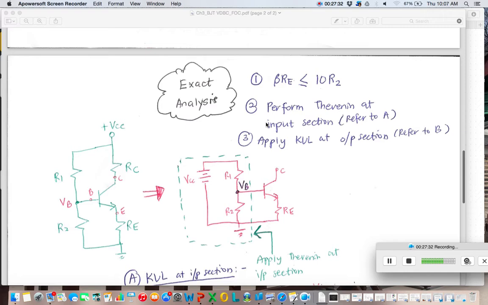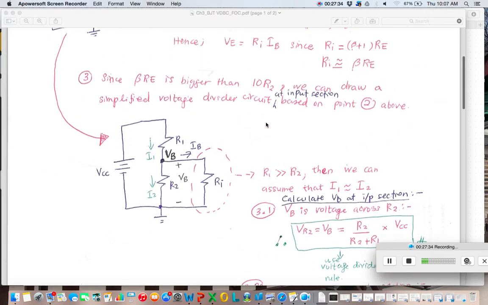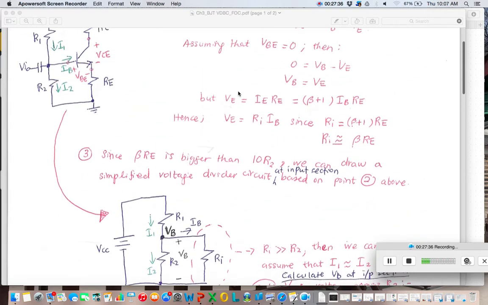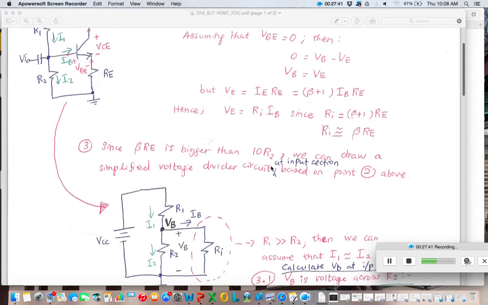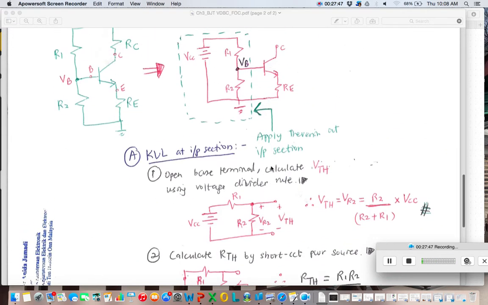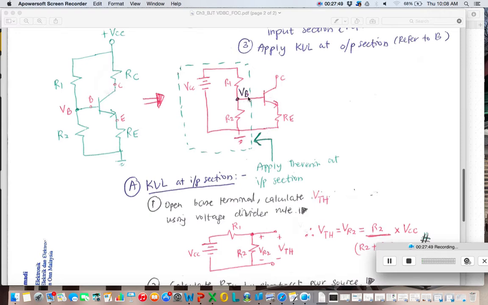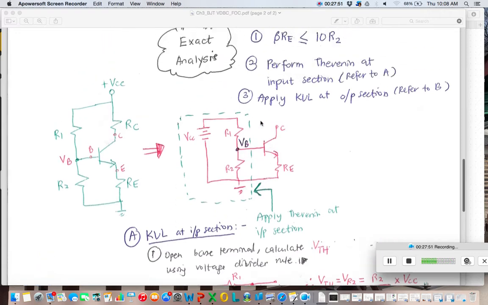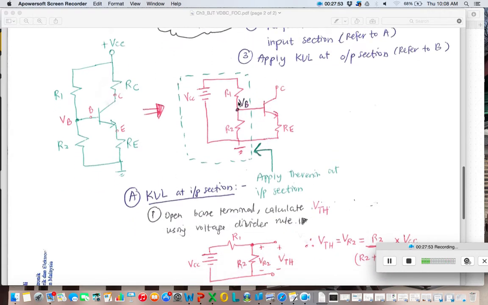In the approximate analysis just now, there is no BJT. Why? Because we assume that VBE is equal to 0. So when VBE is 0, there is no BJT. Understand? You can understand it like that. For exact analysis, this is VB, and then it is connected to the BJT.